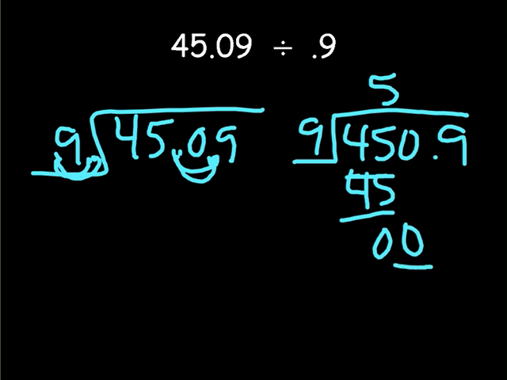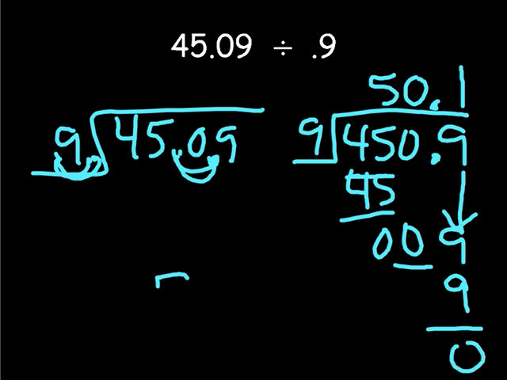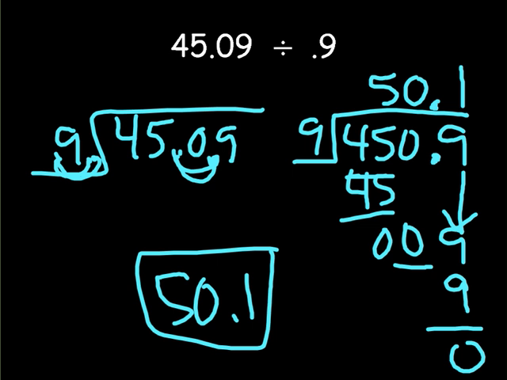9 does not go into 0, so make sure you get your 0 in your quotient, or in your answer. And now you can bring down again. Make sure you get your decimal directly above the decimal in the dividend. So 9 goes into 9 1 time. 1 times 9 is 9. Done. 50 1/10 is your answer. There you have it for dividing decimals.